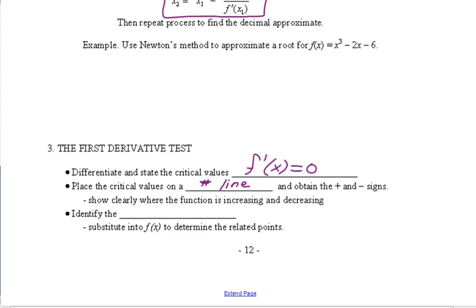There's got to be a better way. I'm going to think of a better way. Okay, so this shows clearly where you have your increase or decrease. You can see where you have the local max and min. And then we're going to identify the absolute or local max or min.